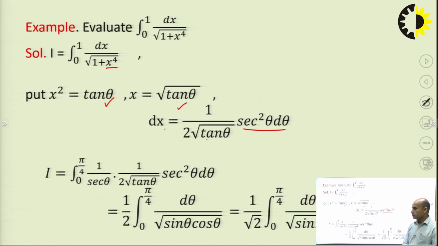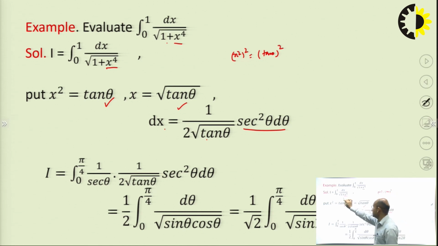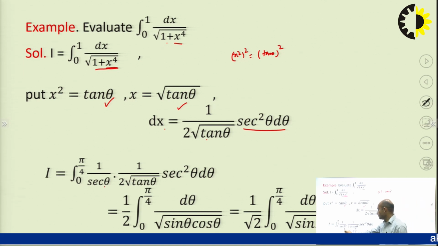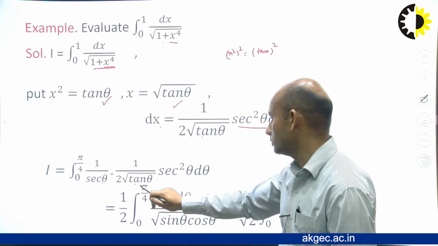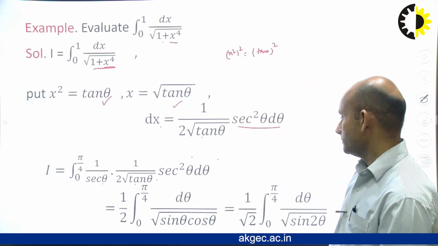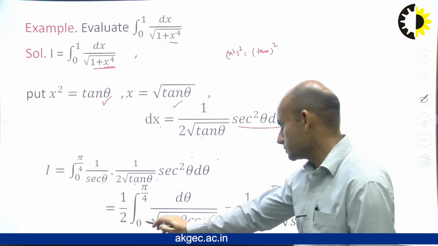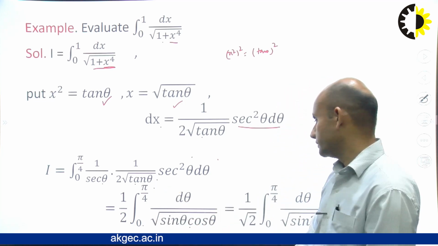So, after putting these values in the given integration, we get I equals this integration; we will discuss the limits of this one. This is 1 plus x square then square, and since x square is tan theta, we have tan theta whole square. This term is 1 plus tan square theta, and as we know, 1 plus tan square theta is sec square theta. So, this is 1 upon sec square theta, and dx is 1 upon 2 root tan theta, sec square theta d theta. After simplification, we get this integration as 0 to pi by 4, 1 upon root sin theta cos theta.